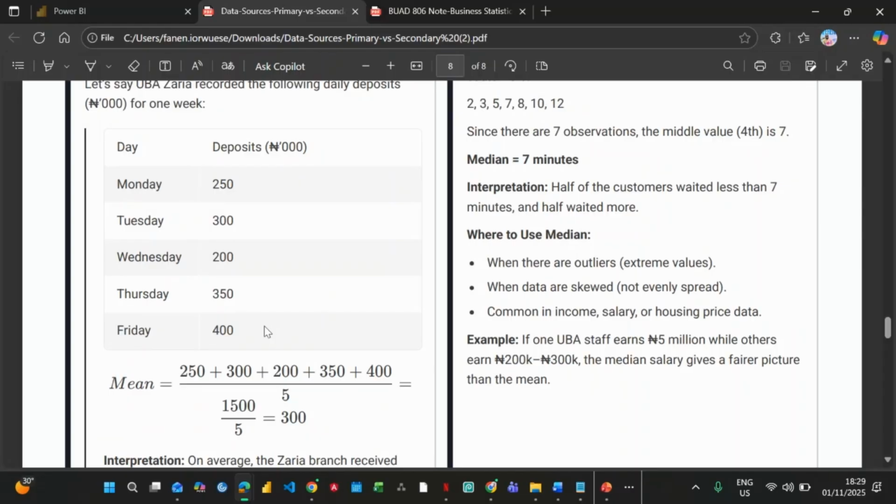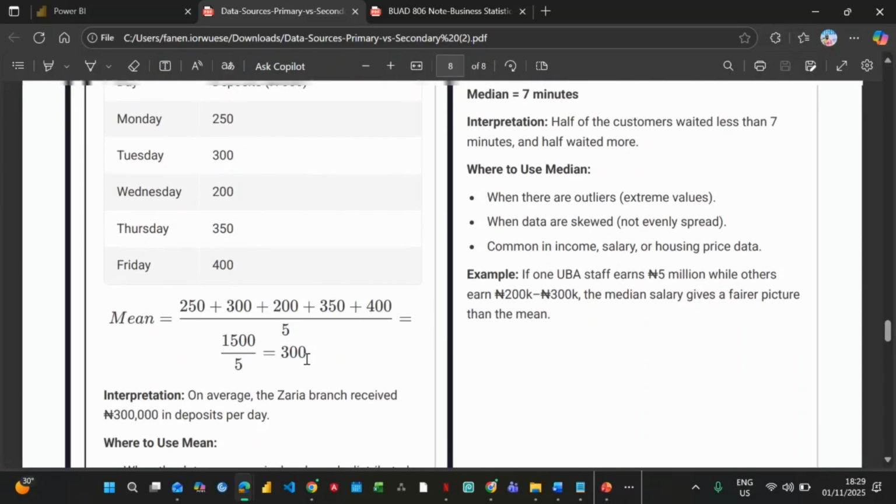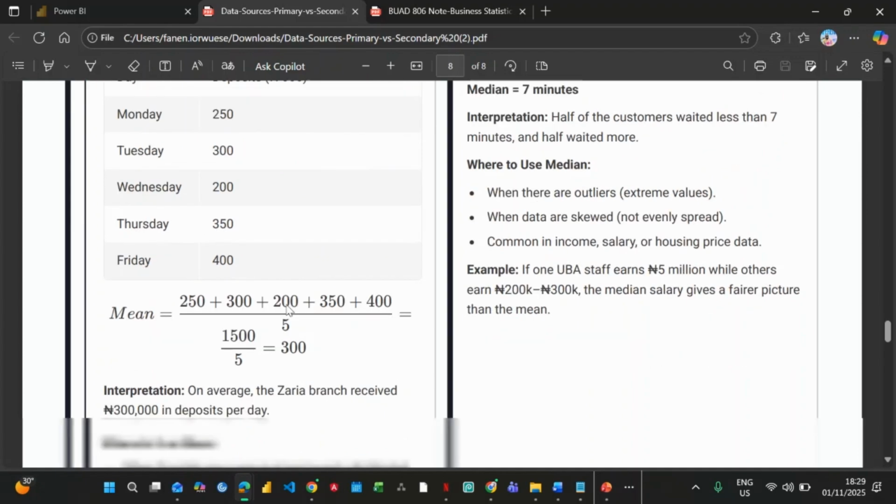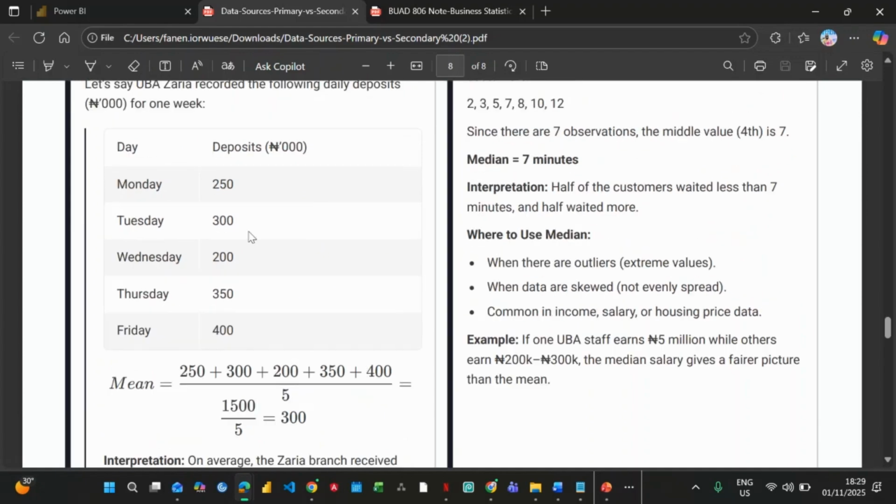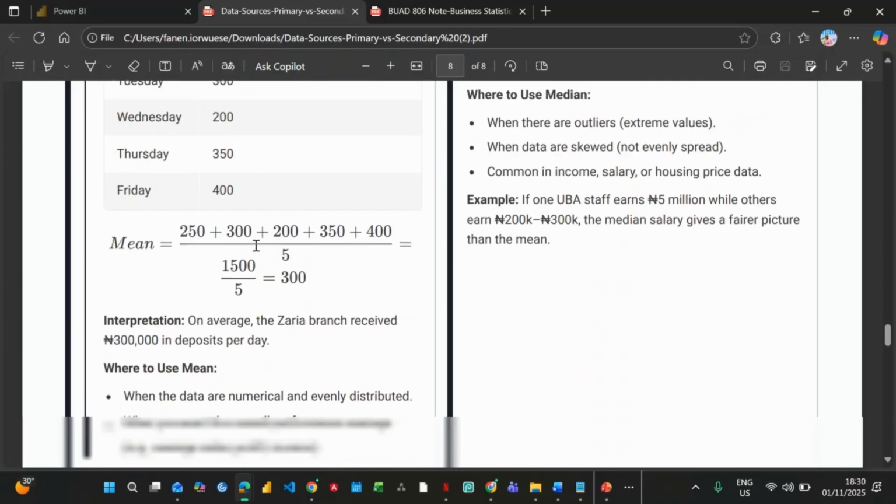What these people deposit every day. So what it means is, every day, and funnily enough, the mean is giving us 300. So it means on average, these people get 300 every day. That does not mean it must be 300, but on average they get 300 deposited to their bank every day from Monday to Friday. So that is what it means.